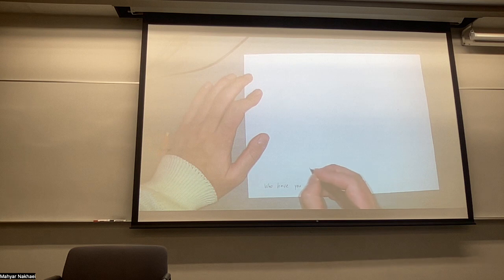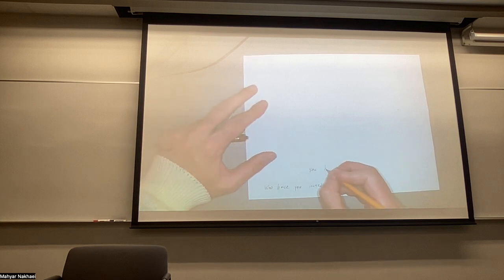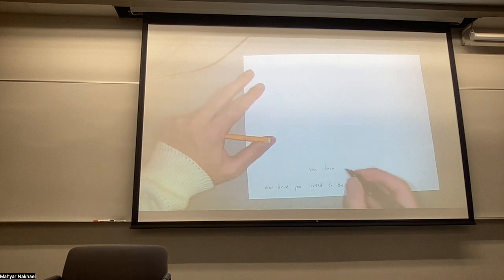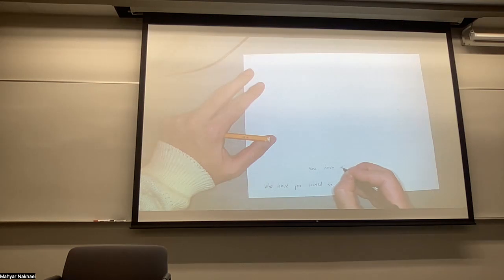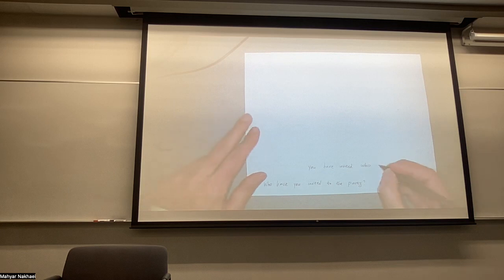You have invited who to the party is the non-interrogative sentence. You know why I use pencil here? Because have is an auxiliary, it's the tense and it should move sometime in future. Again, who I use the pencil because it's a WH question word and we know that it will move in future. That's why I use pencil. Okay, you have invited who and then to the party.